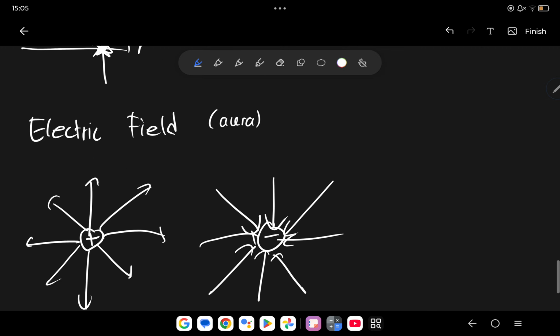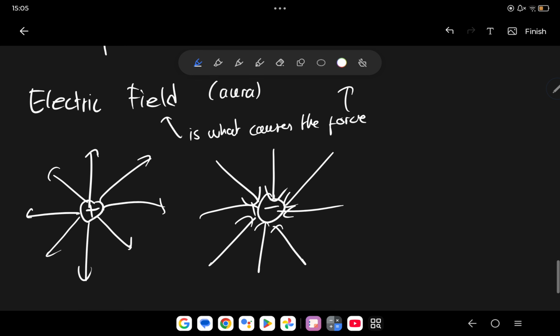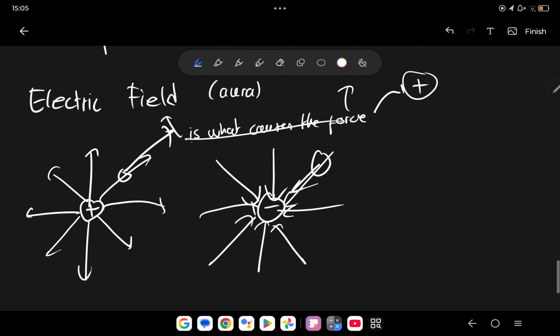Now, fun fact, the electric field is what causes the force on top, right here. This electric field causes the force because if we place a random particle, it's going to get pushed away by this field. If you want to think of it like this, I would like to add that an added positive charge will follow, but a negative one will rebel. It will not go the direction it's supposed to.